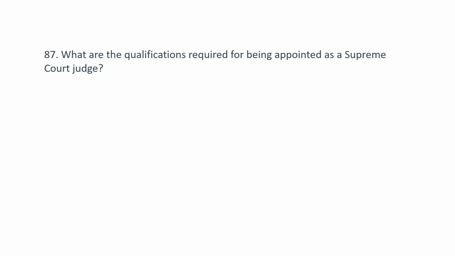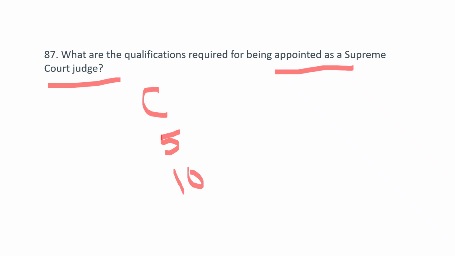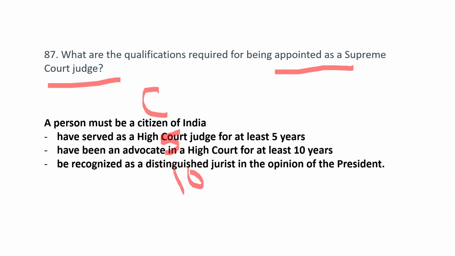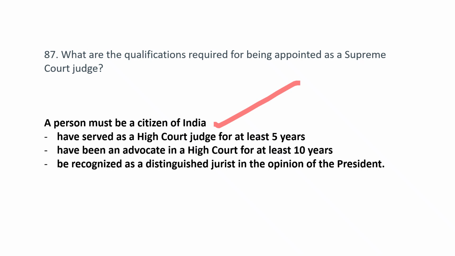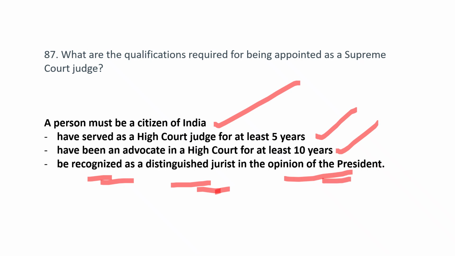What are the qualifications required for being appointed as the Supreme Court judges? We have already seen he must be a citizen of India and have 5 years of experience as a High Court judge or 10 years of experience as an advocate in the High Court. See this. He must be a citizen of India, have served as a High Court judge for at least 5 years or have been an advocate in the High Court for at least 10 years, and he has to be recognized as a distinguished jurist in the opinion of the President.